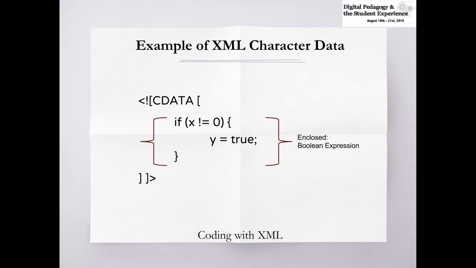Character data are similar to comments because the XML parser ignores information provided within. This allows you to enter any type of special characters that normally would not be valid in XML. Sometimes it's used to enclose Boolean statements or functions. Here's an example of one CDATA tag.